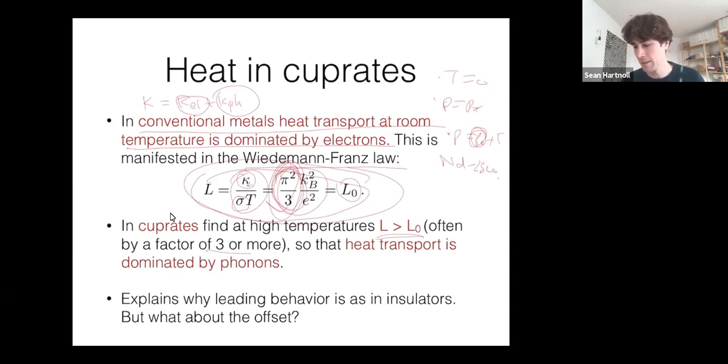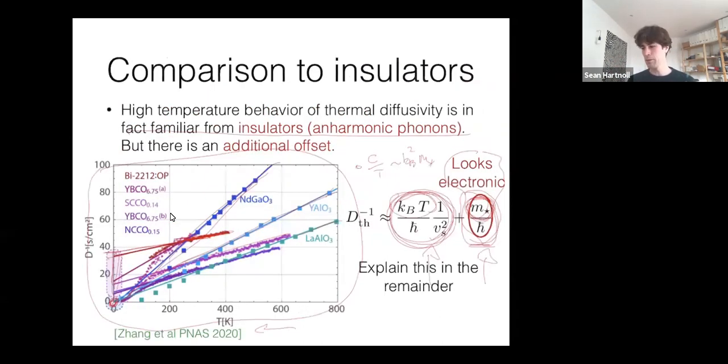That, combined with the fact that the order of magnitude of the thermal diffusivity, given the sound speed, looks like that of an insulator, suggests that it's phonons. Okay, but let's say we believe all this. That would explain this term. But now I want to tell you about this term, this offset.